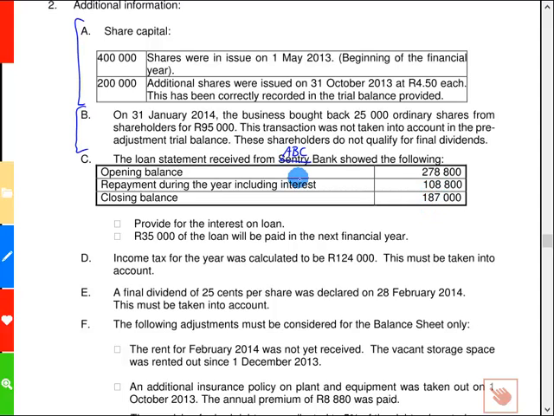Let's quickly put this in our calculator. We've got a point here that says provide for interest on the loan. That means they have not yet provided for the interest on the loan. And then 35,000 Rand of the loan will be paid in the next financial year. Why is this piece of information important? It relates to the next financial year.